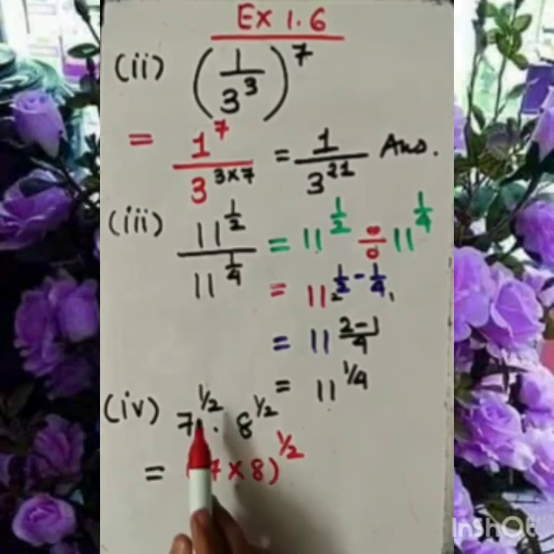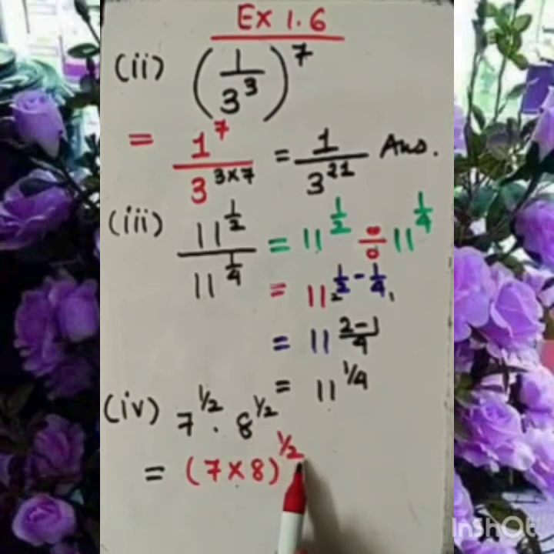As the power is similar for both of these numbers, let me write these numbers in the bracket with the product sign, and write the whole to the power 1/2. It indicates that 1/2 is a power of this number and 1/2 is a power of this number also. As we know, 7 eights are 56. So 56 is having 1/2 power. So this is the solution of your exercise 1.6. It's completed.